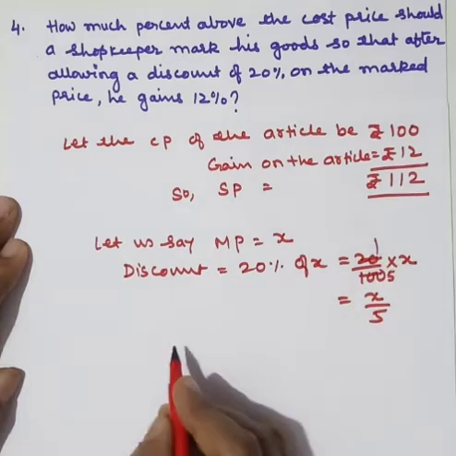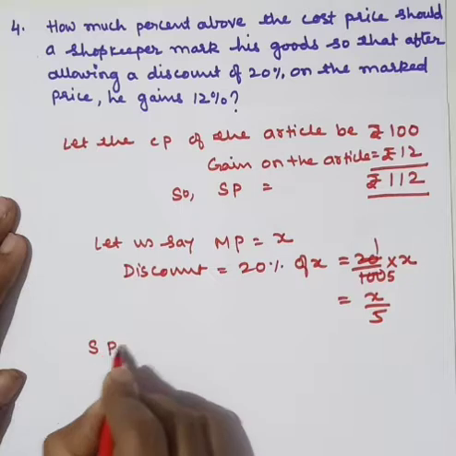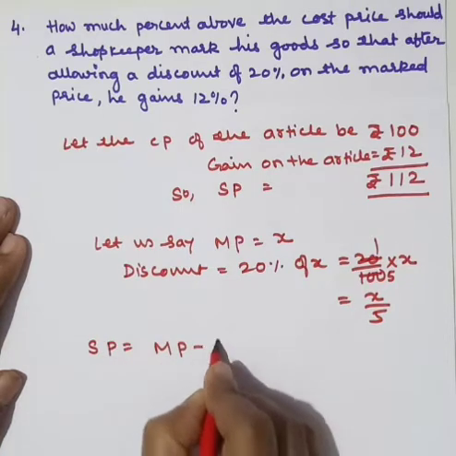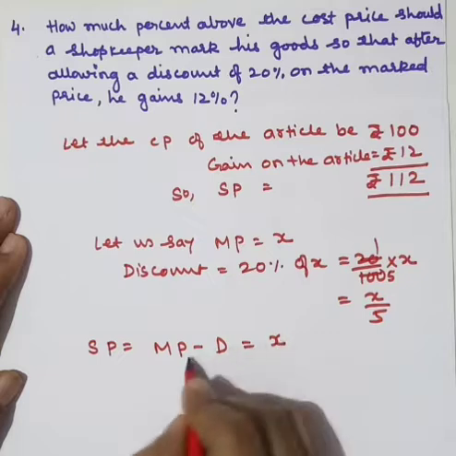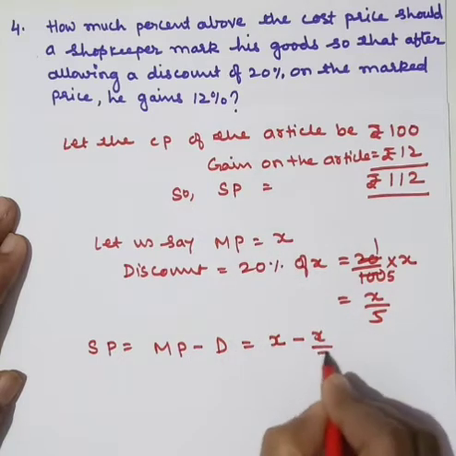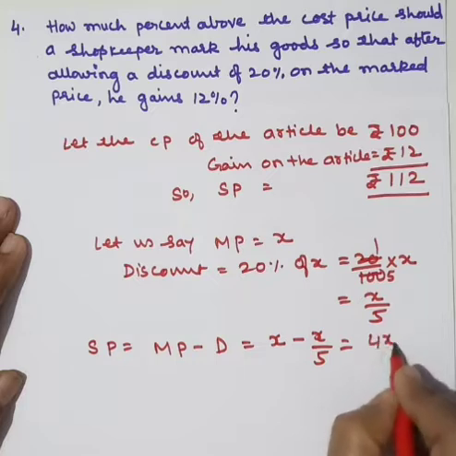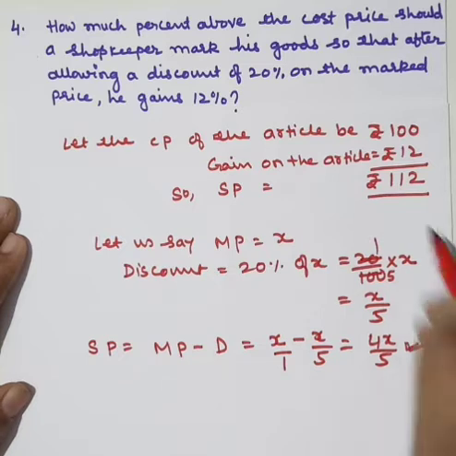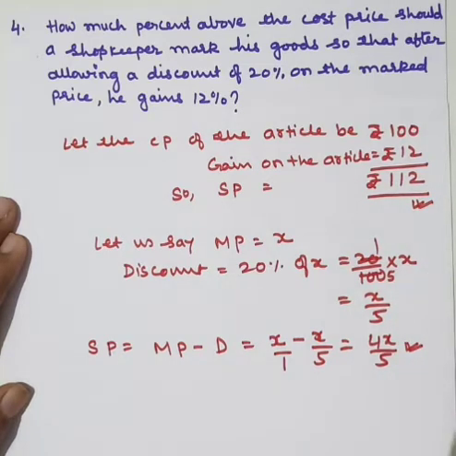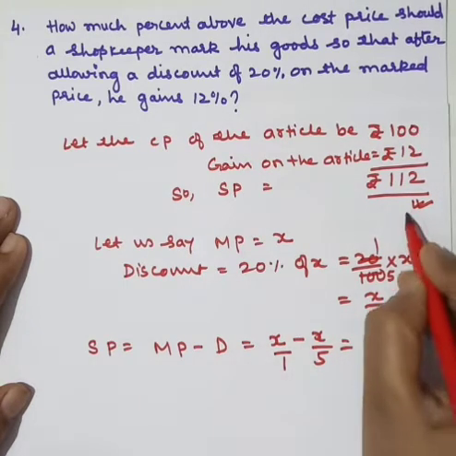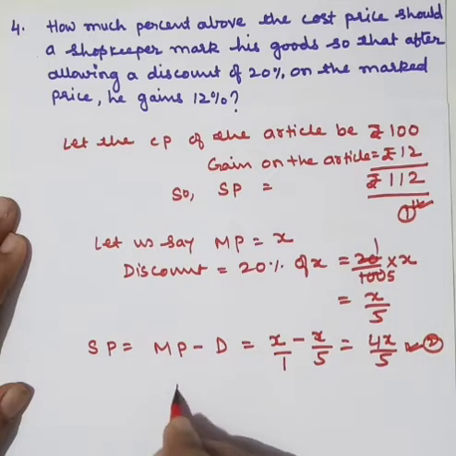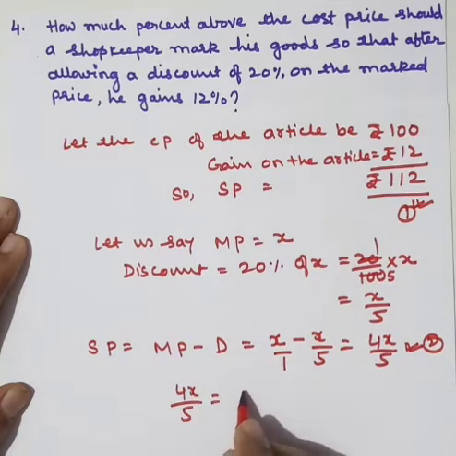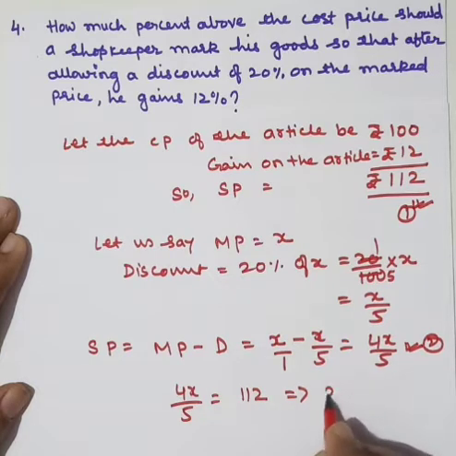So X by 5. Now from here SP will be equal to MP minus discount. That means X minus X by 5, that is 5X minus X, that is 4X by 5. You can take out the LCM, children. See here, from here SP is 4X by 5 and here SP is 112, and we have to keep in mind that CP is 100. So from this 1 and this 2, you can say that 4X by 5 is equal to 112. This says that X is 112 into 5 by 4.